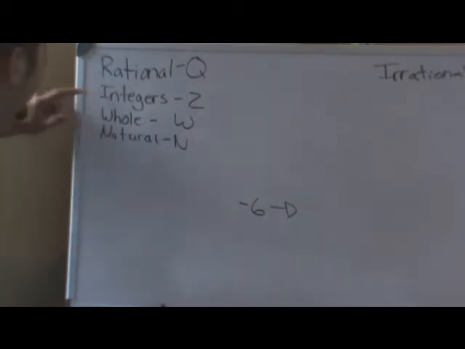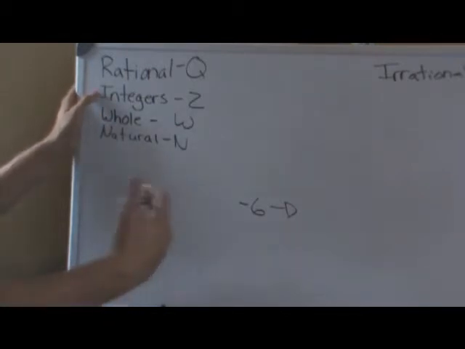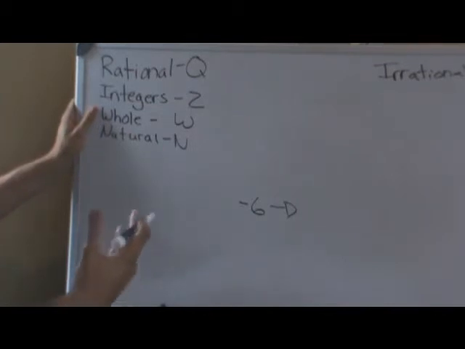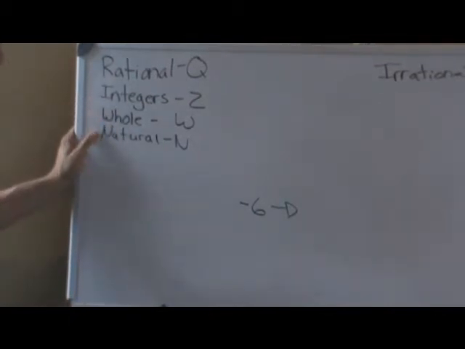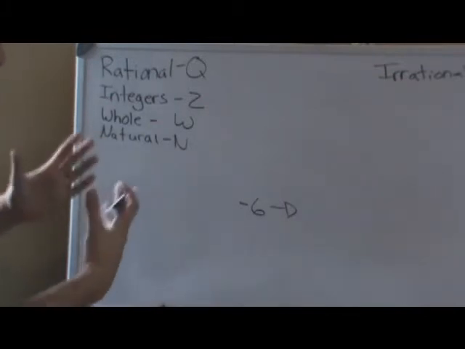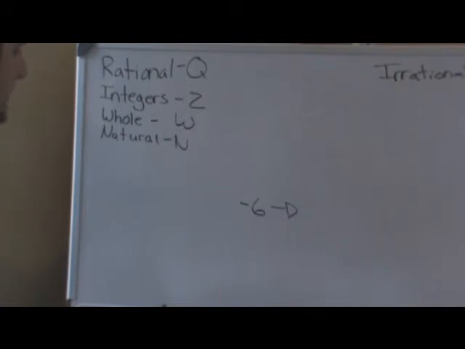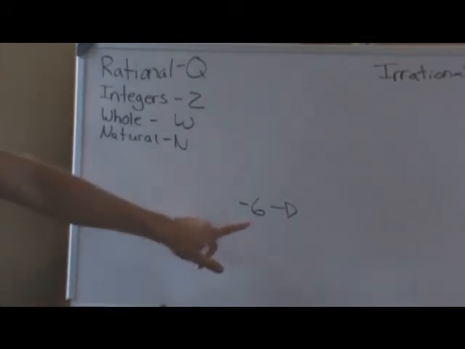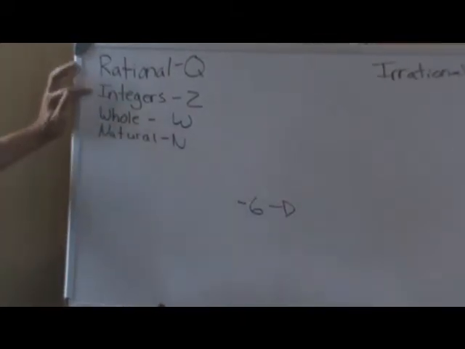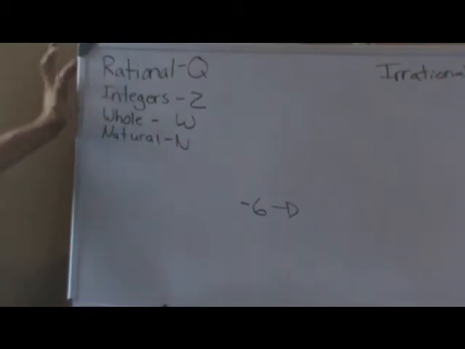Any integer, okay, the group of integers includes all of the whole numbers, because it includes the whole positive and the whole negative numbers. The whole numbers just include the whole positive numbers. And the natural numbers include the whole positive numbers except for 0. So the group is nicely organized. So -6 we know is an integer, which means it's also rational.